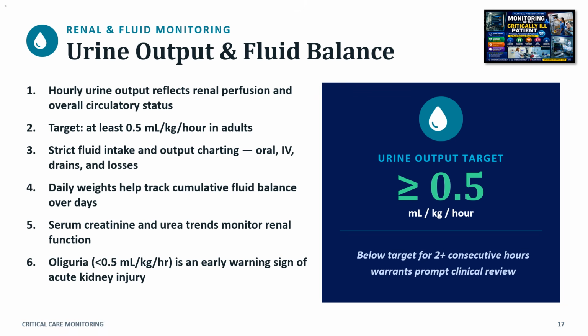5. Serum creatinine and urea monitor renal function. This shows how well kidneys are filtering waste and whether injury is progressing. 6. Oliguria less than 0.5 milliliters per kilogram per hour is an early warning sign of acute kidney injury. This signals reduced renal perfusion or early kidney injury needing prompt review. Urine output target: greater than or equal to 0.5 milliliters per kilogram per hour. Below target for 2+ consecutive hours warrants prompt clinical review, as this may indicate deteriorating renal or circulatory status.